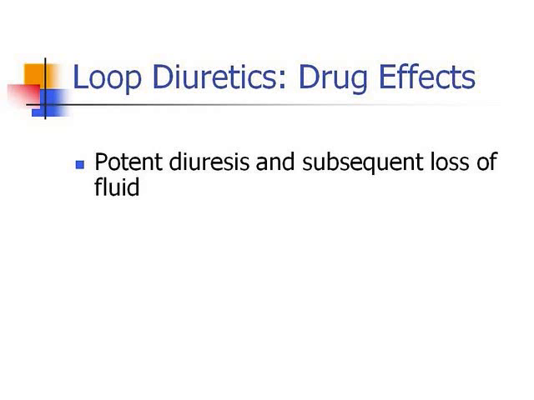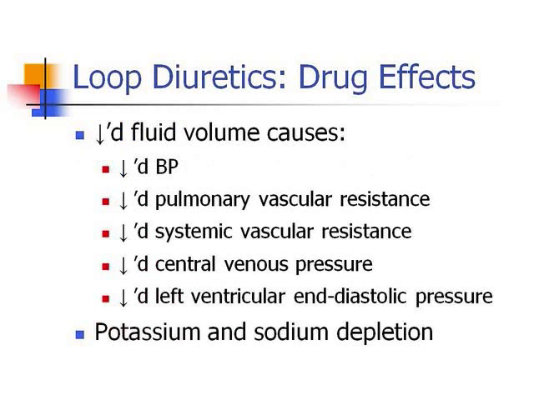It is very good at causing diuresis. It's a strong drug, and it'll cause lots of loss of fluid. You lose lots of fluid, we're worried about losing it too quickly and all the side effects that come from that. What is that? Hypotension. These drugs cause a drop in fluid volume, which will then cause lowered blood pressure, lowered pulmonary resistance, lowered systemic vascular resistance, lowered central venous pressure, left ventricle end diastolic pressure, but it's also associated with sodium and potassium depletion.